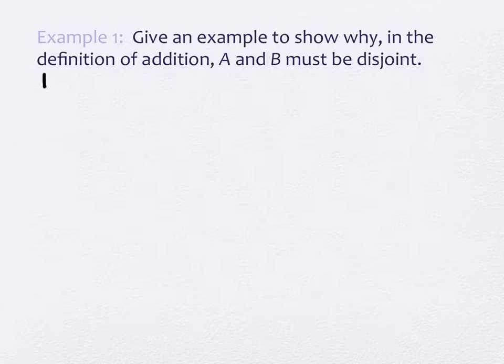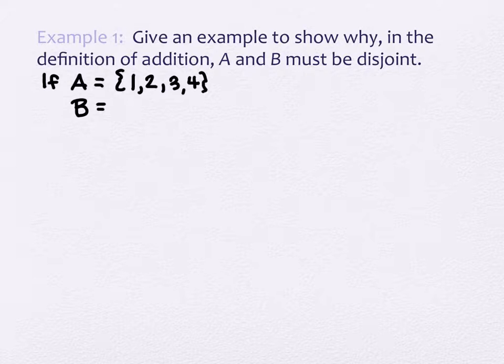All right, so we're going to let A and B be these two sets, and we're supposed to show why they have to be disjoint, which means that we're going to make them not disjoint and show that the argument doesn't work. So not disjoint means that they're going to have something in common. So I'm going to let A be 1, 2, 3, and 4. And I'm going to let B be 3, 4, 5, 6, and 7.